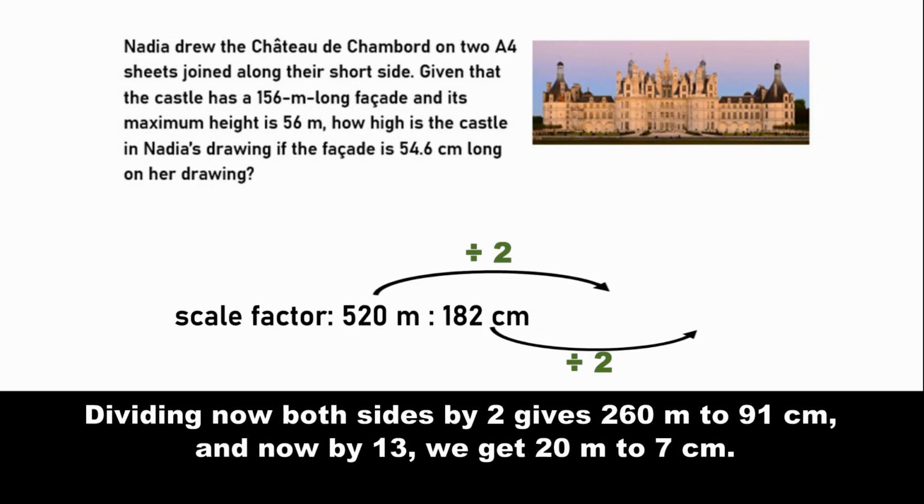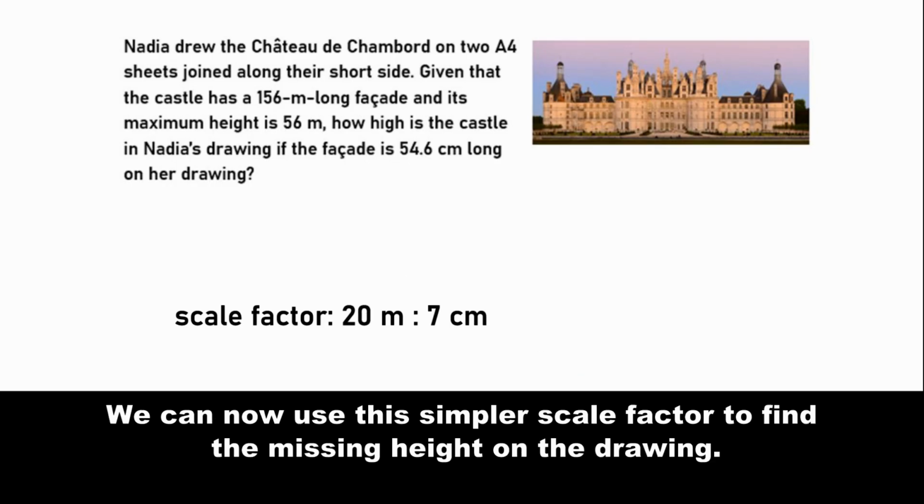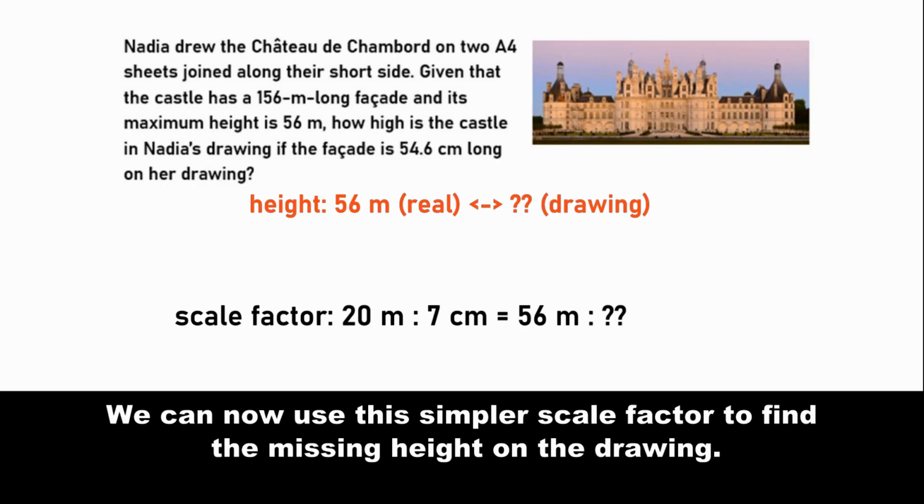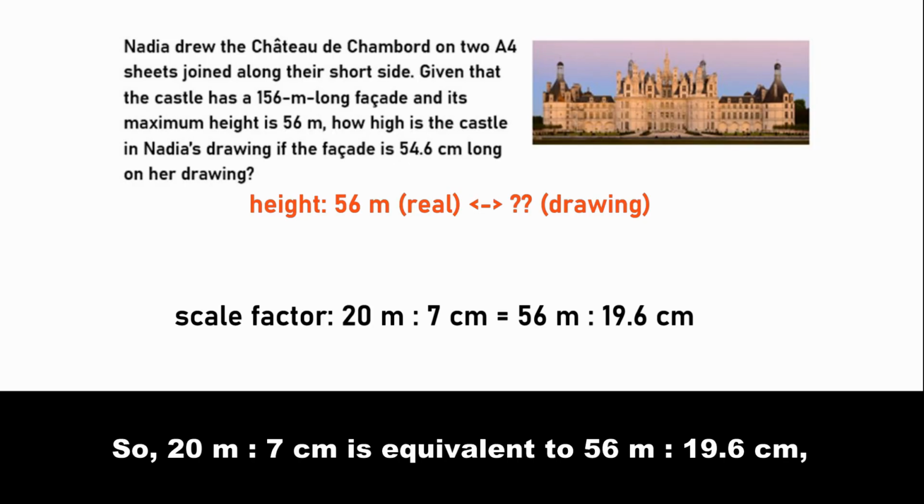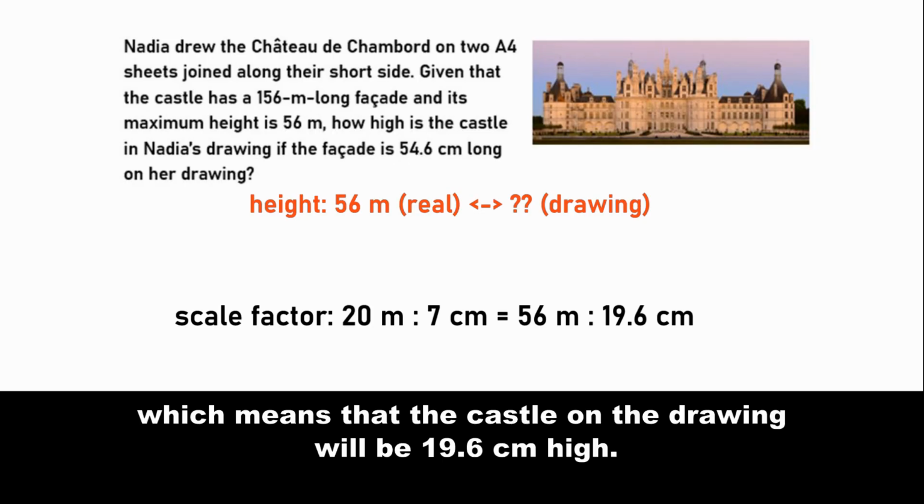Dividing now both sides by 2 gives 260 meters to 91 centimeters, and now by 13 we get 20 meters to 7 centimeters. We can now use the simpler scale factor to find the missing height on the drawing. We divide 56 meters by 20, which gives 2.8, and then multiply the 7 centimeters by this 2.8, which gives 19.6 centimeters. So 20 meters to 7 centimeters is equivalent to 56 meters to 19.6 centimeters, which means that the castle on the drawing will be 19.6 centimeters high.